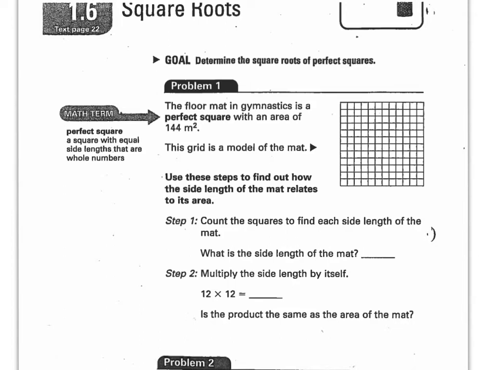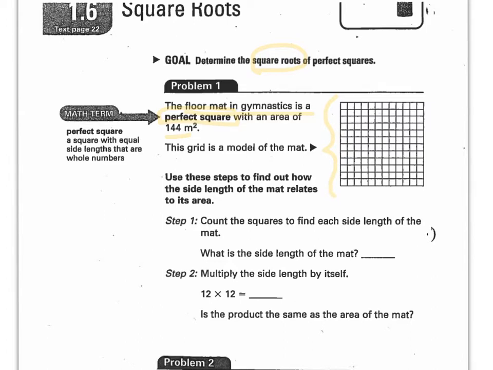In this lesson, we are exploring the term square roots. Imagine a floor mat in gymnastics that is a perfect square, and the area is 144 meters squared. This is what the mat would look like.